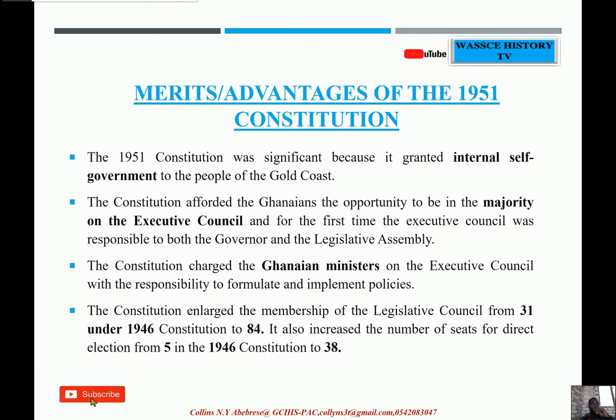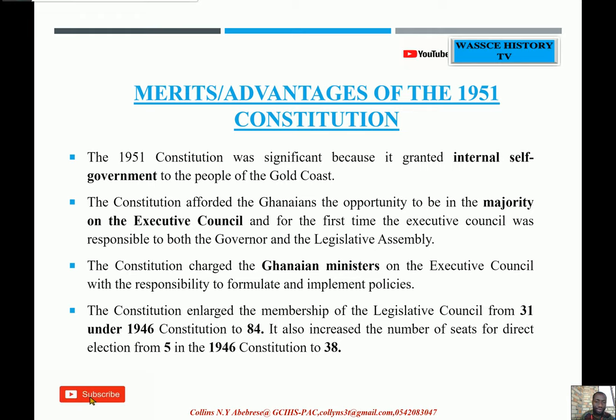Don't forget that the chiefs were appointing 37, and the educated elite were also allowed to be voted for, and some of these would be educated elite, and some of them were also chiefs, 38. Unlike 1946, whereby only five people were allowed to vote, two were to represent, I think, Accra, and then one in Takoradi, one in Sekondi and Co. But here, we are going to have 38 being elected, and this is very, very good news.